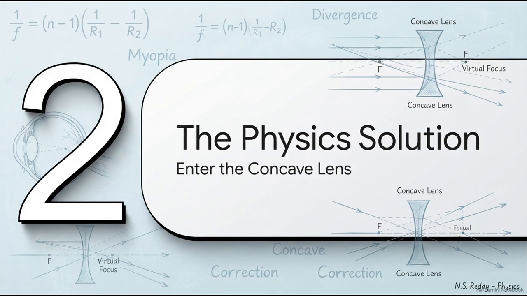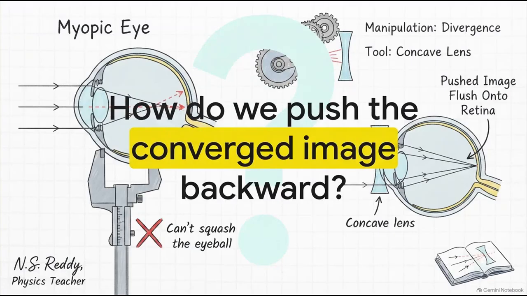Which brings us to the physics solution. Enter the concave lens. Let's think this through together, looking at it purely as an engineering challenge. If the myopic eye has too much converging power and it pinches those light rays together far too early, what exactly do we need to do to push that image backward so it lands flush onto the retina? I mean, we obviously can't reach in and physically squash the eyeball back to its proper length, right?